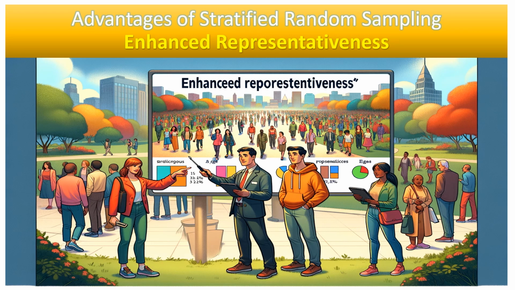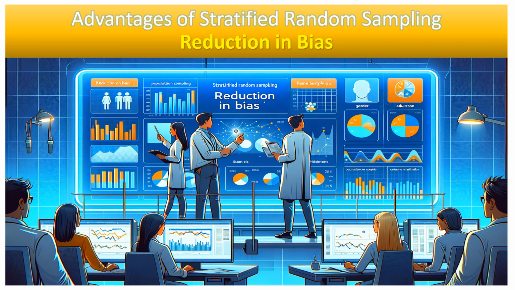Enhanced representativeness. Stratified random sampling improves accuracy by ensuring that each subgroup within the population is adequately represented in the sample. This is particularly important in diverse populations where subgroups may have distinct characteristics. By capturing these subgroups proportionately, the sampling reflects the true composition of the population, leading to more accurate results.